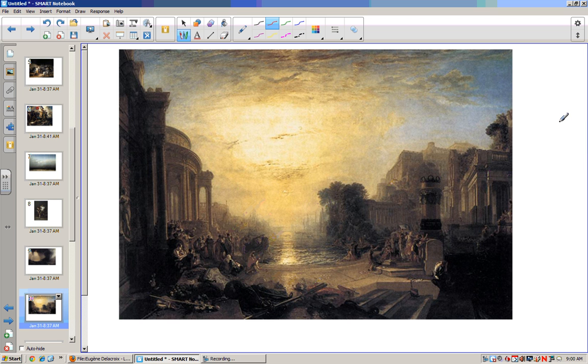We have that softer color palette that is suggesting a sunset, that things are coming to an end. And it is that sort of romantic idea that nothing can last forever, that eventually all things will fade. That's what's really captured in the spirit of this particular painting.